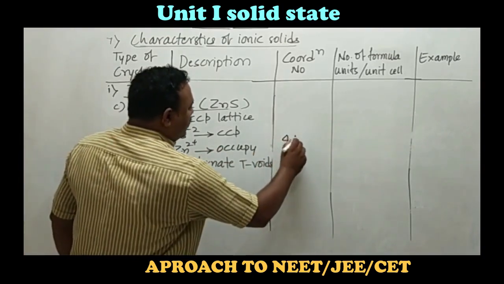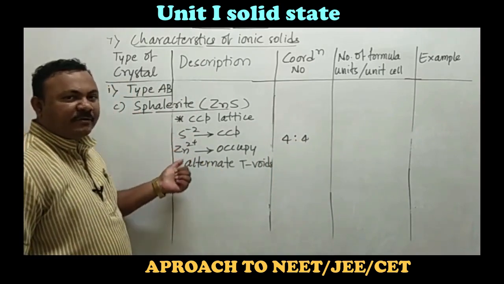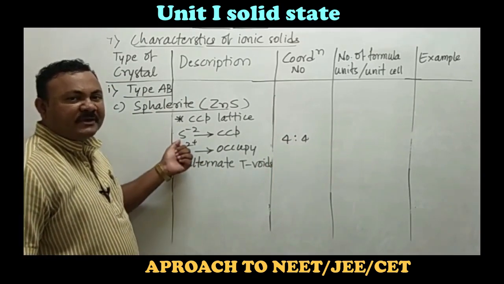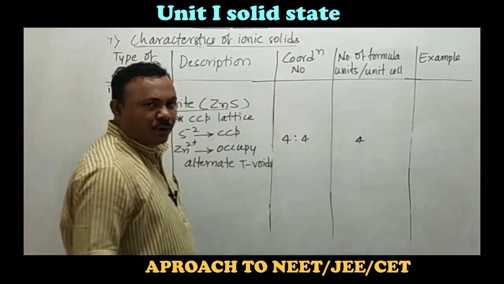Coordination number 4:4. It means each S2- is in contact with 4 Zn2+, and each Zn2+ is in contact with 4 S2- ions. Number of formula units per unit cell, we get 4.